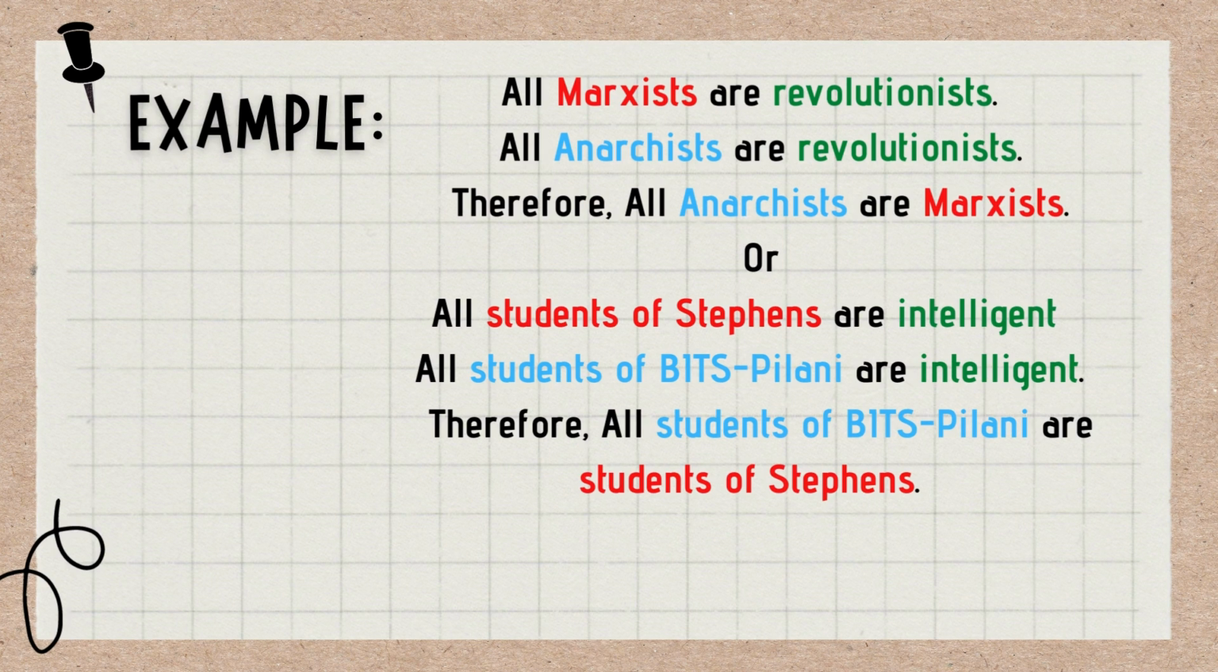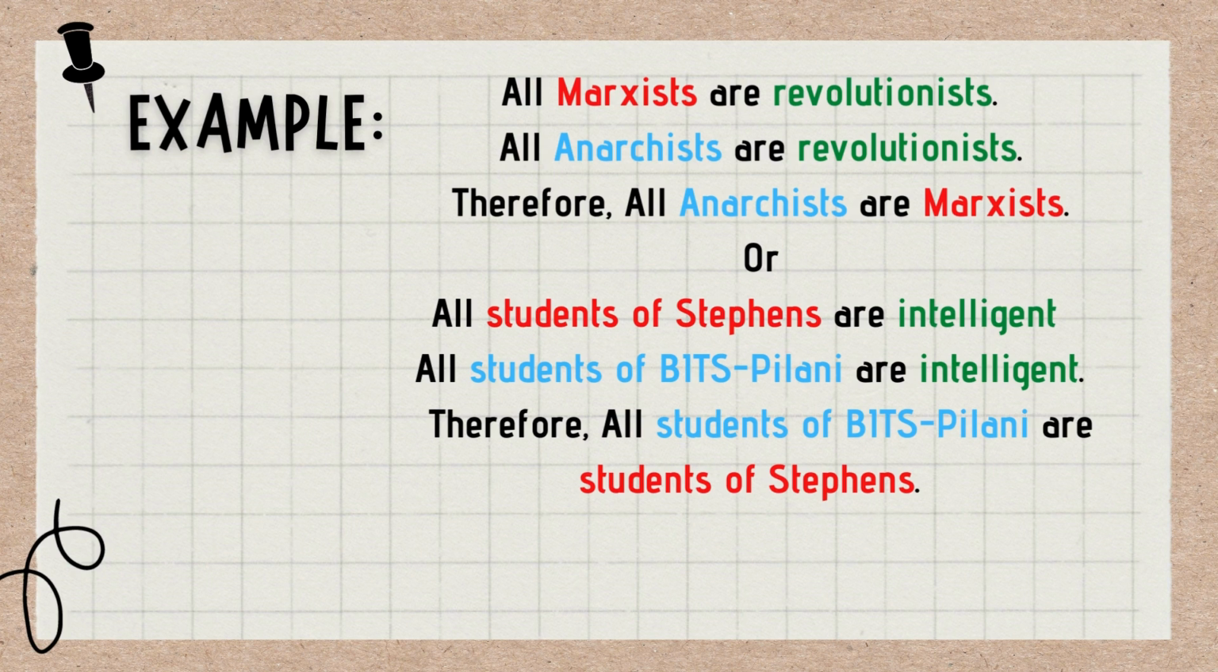Here, the middle term is intelligent. Intelligent is not even distributed in at least one premise. It is not showing like all intelligent, right? All is not there, right? So it is undistributed, and it doesn't make any sense. So it has committed the fallacy of undistributed middle. If you see a syllogism like this with the middle term undistributed, then it has committed the fallacy of undistributed middle.